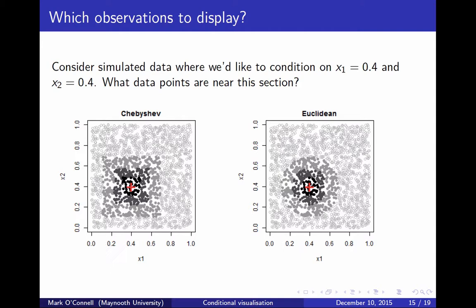So we currently implement two special cases of the Minkowski distance, the first being Chebyshev distance, which is the limit of the Minkowski distance as p goes to infinity, also known as the L infinity metric. This distance gives the kind of conditioning by intervals that you get in trellis. We also have the more familiar Euclidean distance, which is Minkowski distance with p equal to 2. Distances are calculated after scaling the conditioning predictors to have mean zero and unit variance.